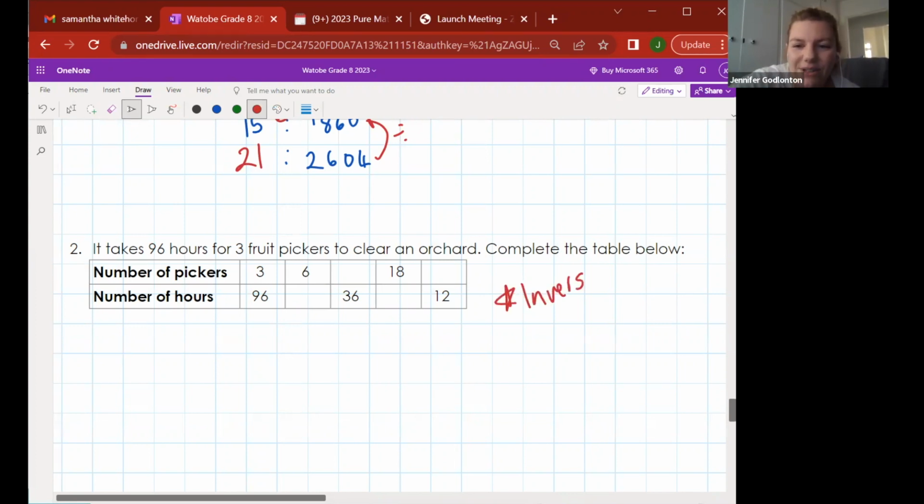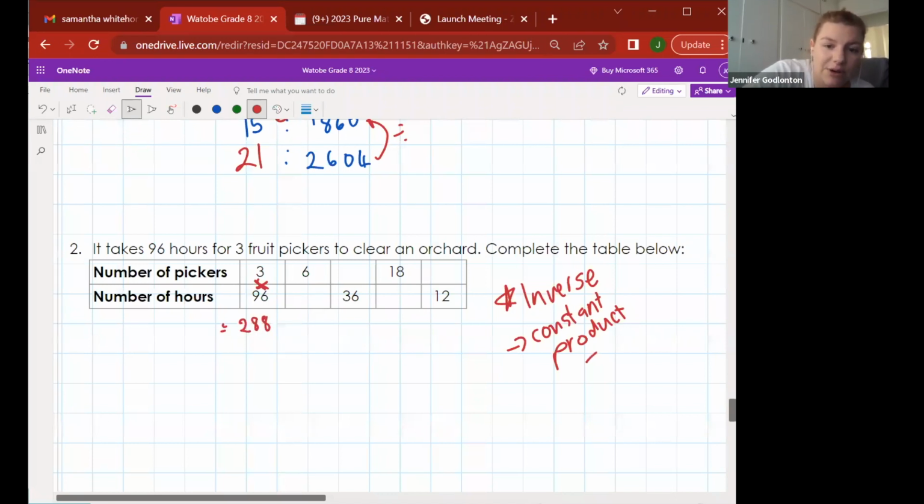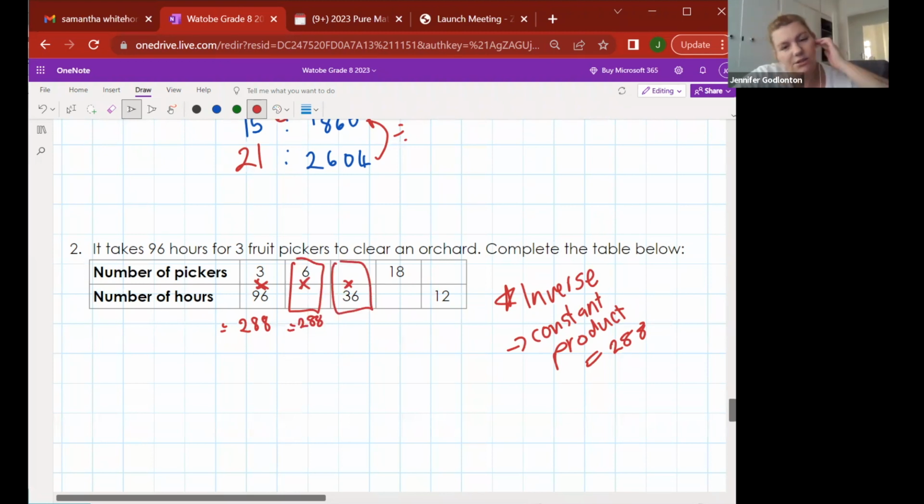Okay. And if it's inverse, then we have our special friend, the constant product. We need to figure out what our constant product is by multiplying those two together. So 3 times 96 gives us 288. And so that is our constant product. So if we multiply all of these together, 6 times something that we have to figure out has to equal 288. And the same over here, and the same for the rest. So what's going to be the number under the 6? How would we work out this number over here?